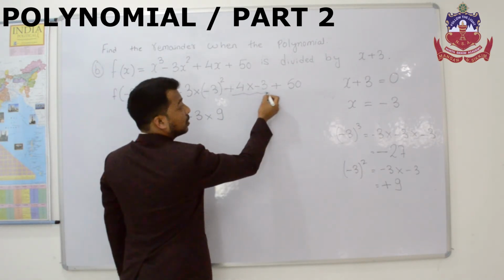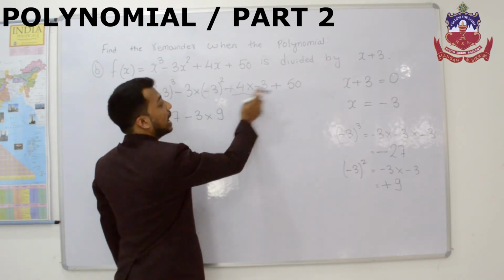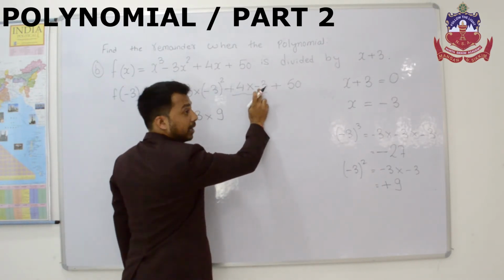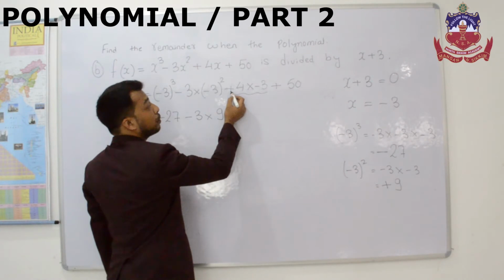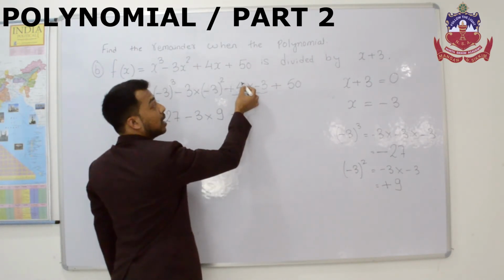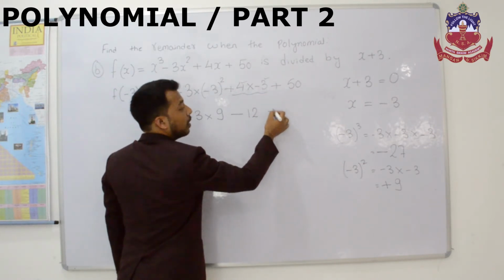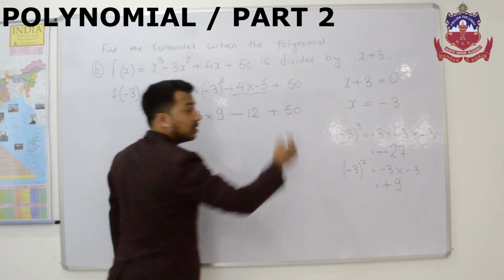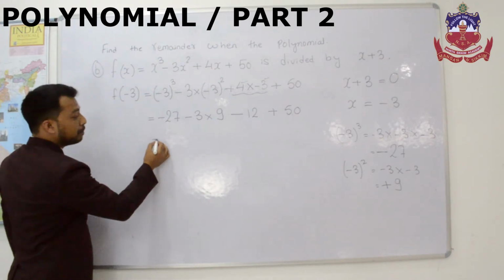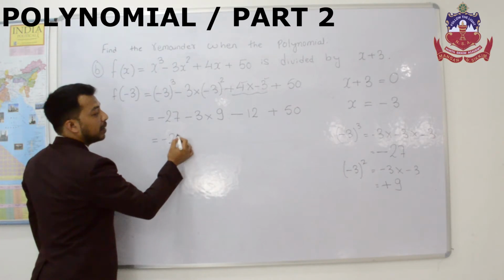Let's simplify this. 4 has a positive sign, that is plus 4, and this one has a negative sign, that is minus. Let's multiply both the signs. Plus into minus will give us minus. Multiply the numbers: 4 into 3 will give us 12. The plus 50 will remain the same. Let's go to the next step. In the next step, minus 27 will remain the same.